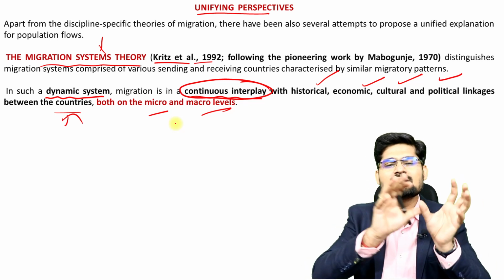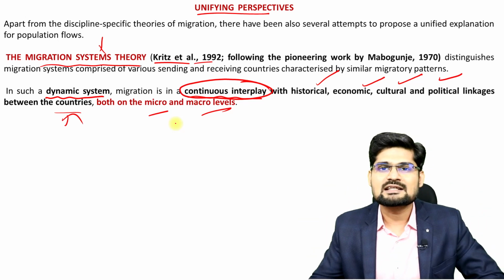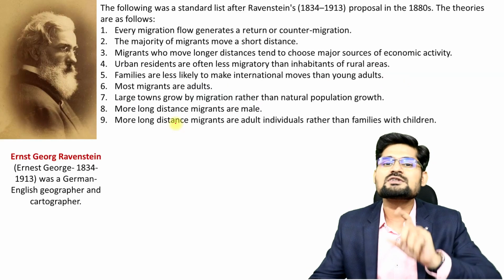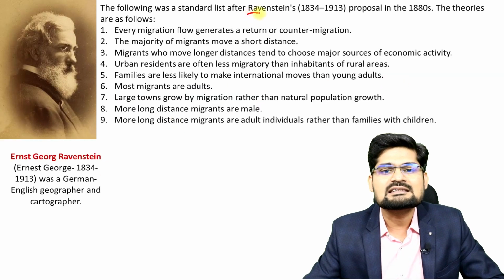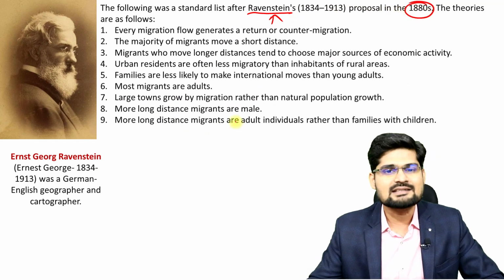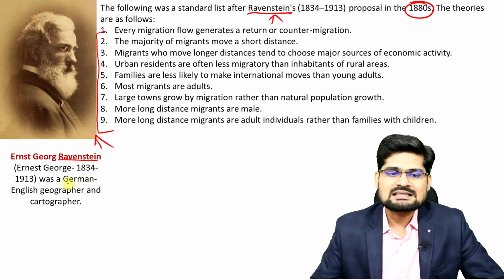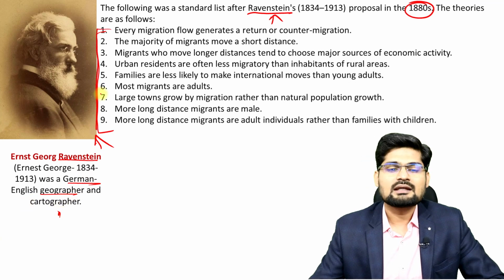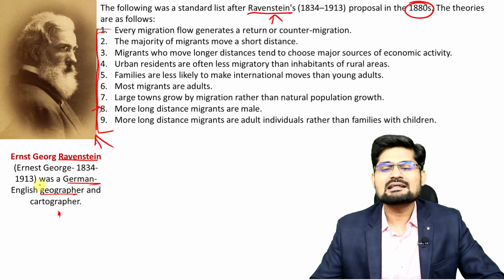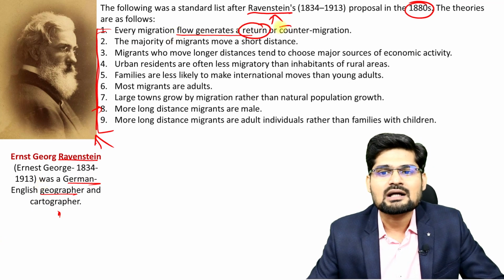So now when we have learnt about all these aspects, let's learn in detail about some of these theories from various aspects. One of the most famous theories is Ravenstein's theory, right? Ravenstein's law of migration, which was one of the earliest works, done in the 1880s. So these are the 9 points, if you can observe here, from the work of Ernst Georg Ravenstein, who was basically a German-English geographer and cartographer. He gave these 9 propositions and said that these are important things to consider when it's about the laws of migration. So every migration flow generates a return or a counter migration.